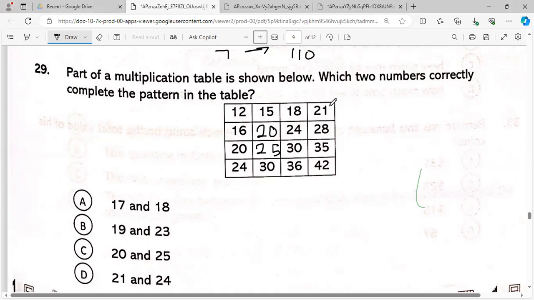Sir, did she say B? No, sir, she said C. I agree with C, sir. Me too, sir. I agree with B, because it's multiples, sir.